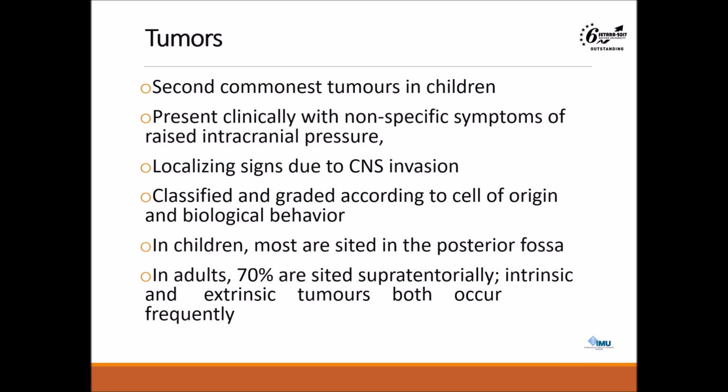In children, most of the tumors are situated in the posterior fossa, where there is the cerebellum and the hindbrain. In adults, 70% of cases are situated supratentorially, that means in the cerebral hemispheres, and both intrinsic and extrinsic tumors occur frequently. Intrinsic tumors mean primary brain tumors and extrinsic tumors mean tumors spread from other organs, such as carcinomas.